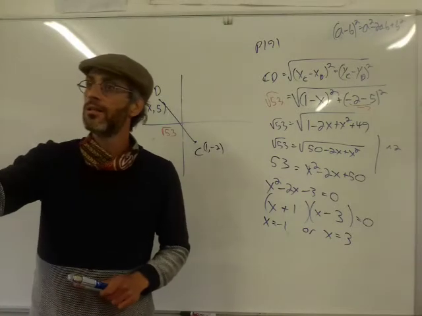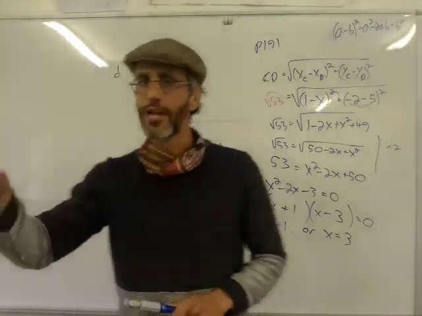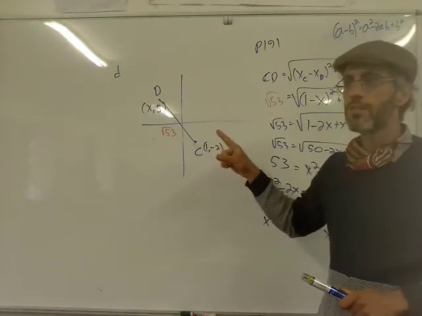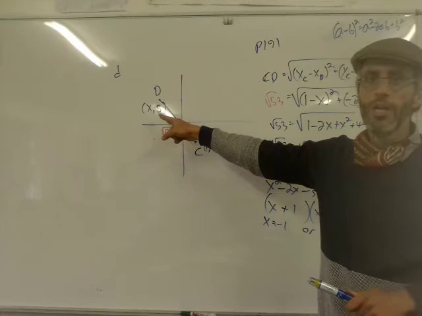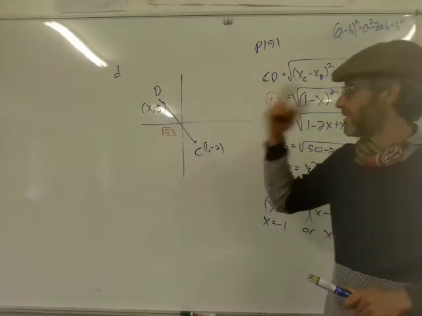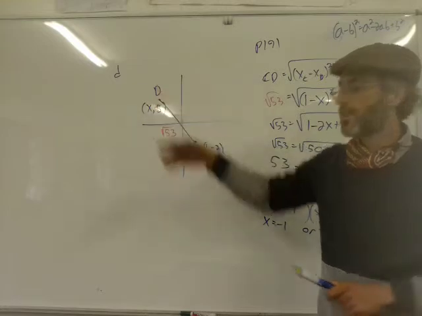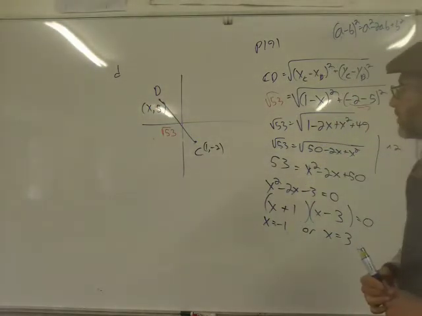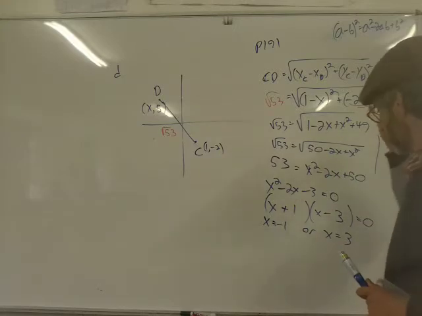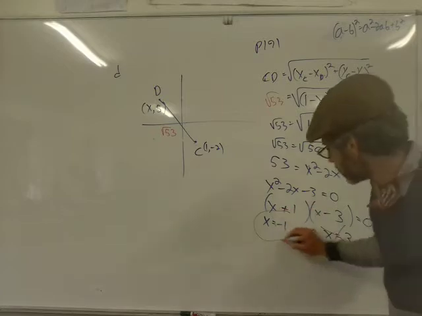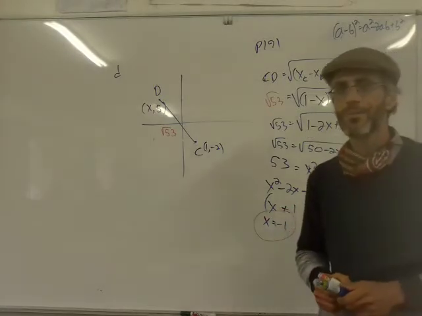And now I look at my graph. That's why it's so important to look at the graph. So which one is the correct answer? Minus 1. Because that's why they told me that D is in the second quadrant. If they didn't tell me D is in the second quadrant, then I really have two solutions. Okay? I can have two solutions. So I'm cancelling the x equal 3, and I'm circling x equal minus 1.